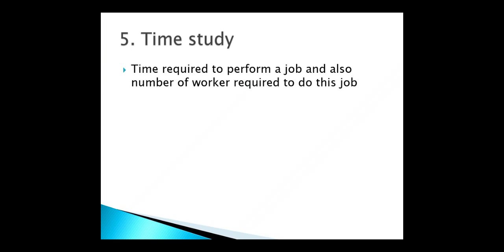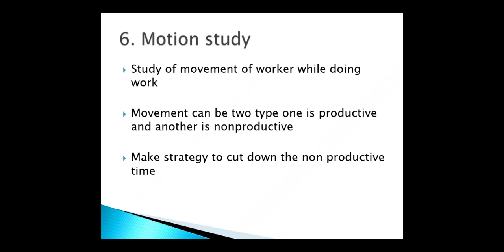So what does time study indicate? To perform each job, that is, to produce each part, how much time is required is calculated. And to produce each part, how many workers are required is also calculated. So that is the main intention of time study. What is the intention of time study? First, how much time is required to perform a job, and second, how many workers or employees are required to do that job.